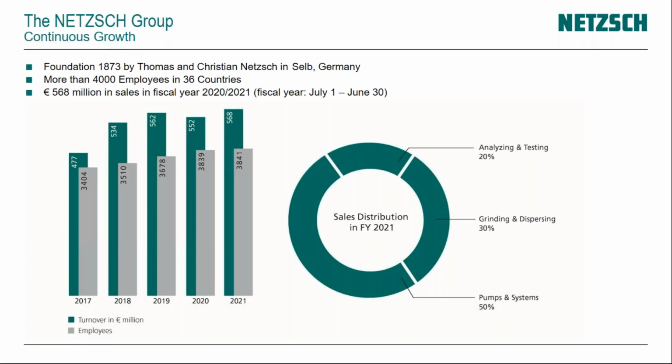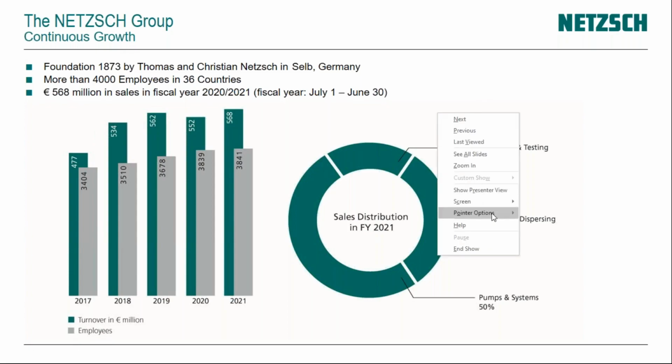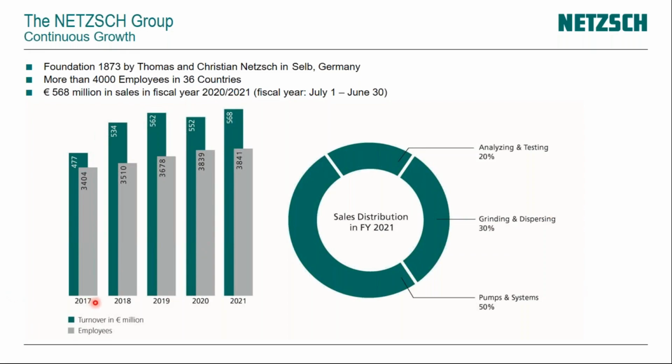To give a small overview of the business in terms of sales, in the fiscal year 2020-21, we were somewhere close to 600 million euros. This graph shows a small overview of the turnover of the company with reference to the employees. As you can see here, from 2017 to 2021, we had been growing in terms of the sales as well as in terms of the number of employees.